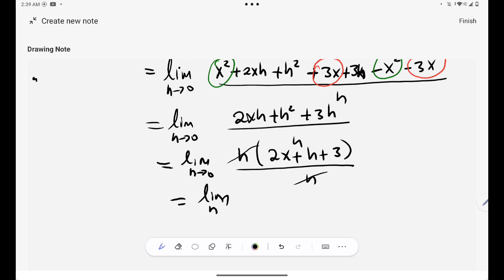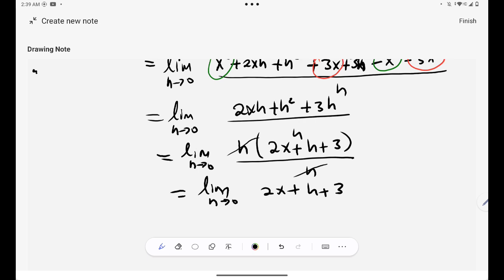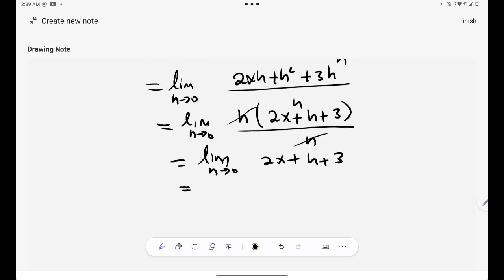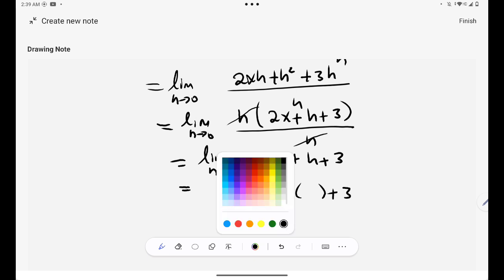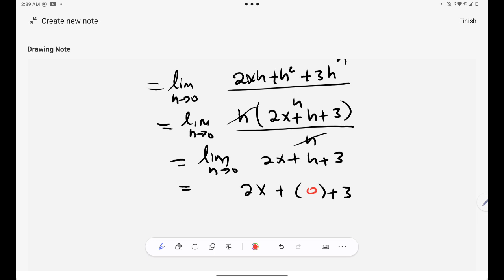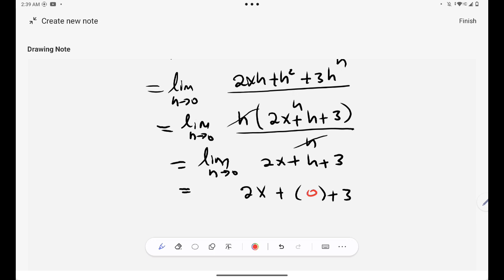Limit as h approaches 0 of 2x plus h plus 3. Now whenever I see h, I will substitute 0. Please note that whenever I substitute 0, I no longer write limit as h approaches 0, because now I am substituting it. All right, together, and then therefore the answer is 2x plus 3.